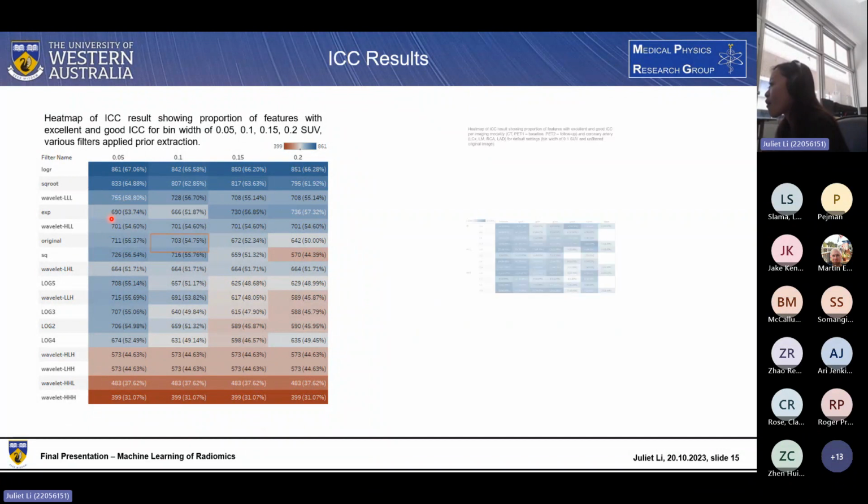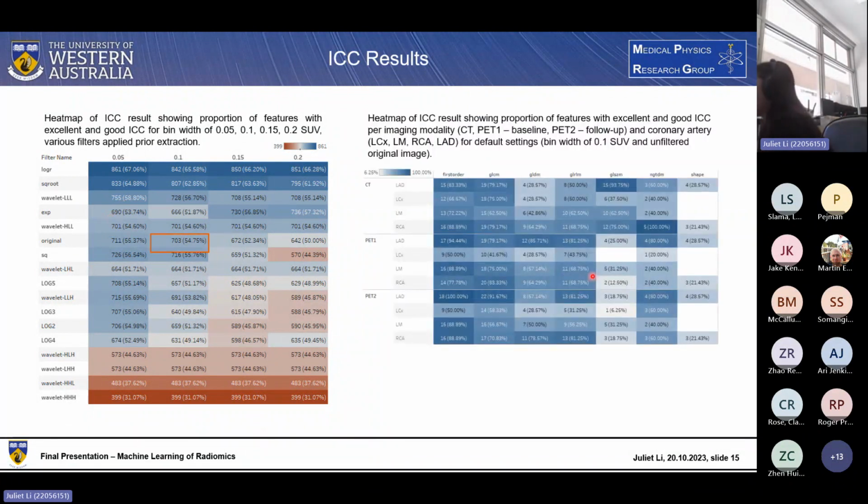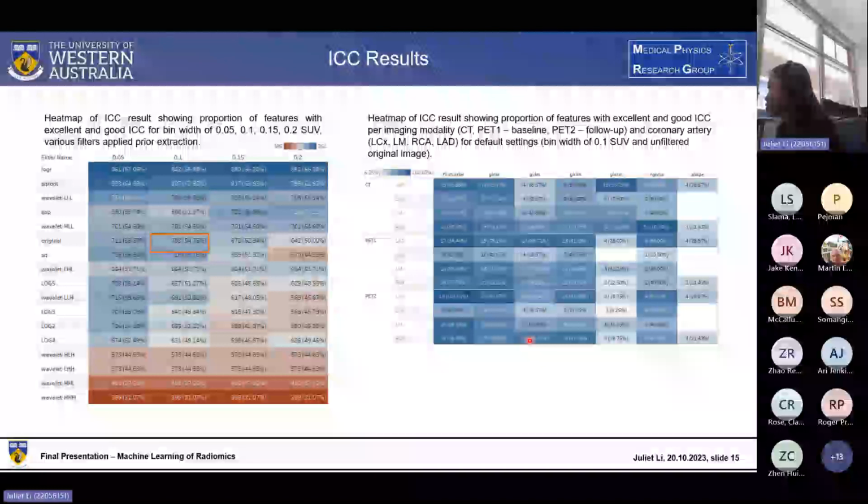The second graph here is showing individual feature categories, first order, GLCM, etc., and the percentage of features within each feature category that are stable. We can see first order and GLCM features are the most blue, which means they have the higher percentage of stable features. It's not very easy to see here, but LAD and RCA, or different image modalities, have consistently given higher percentage of stable features than the other two coronary arteries.